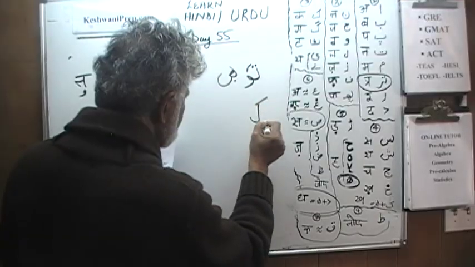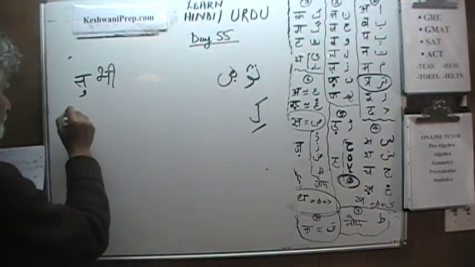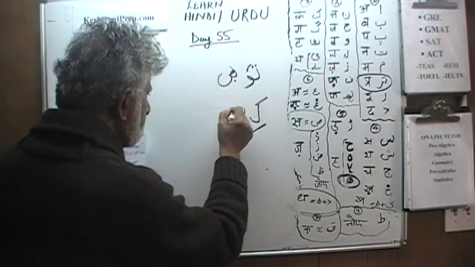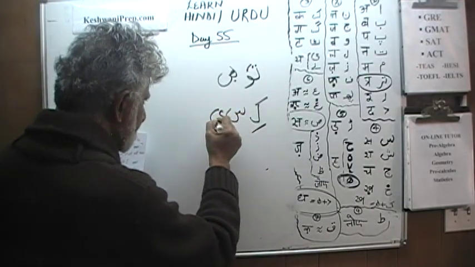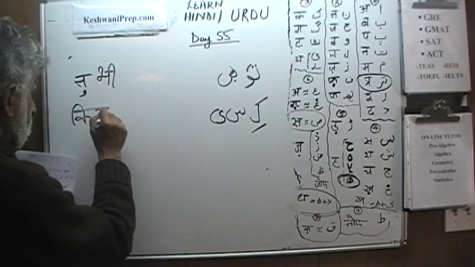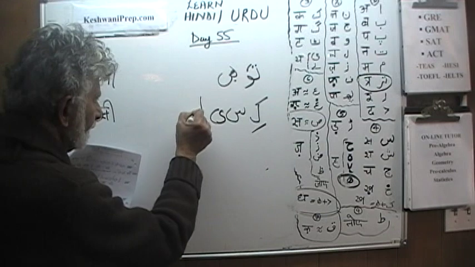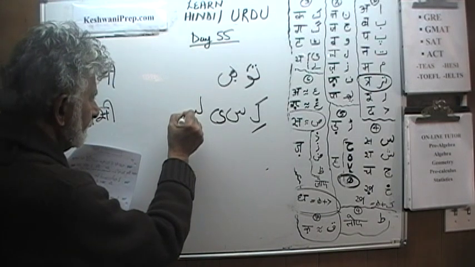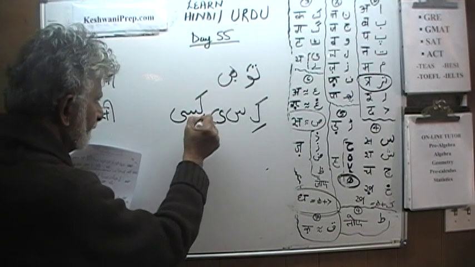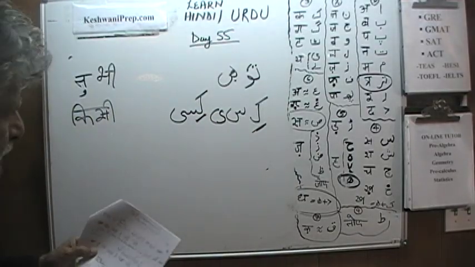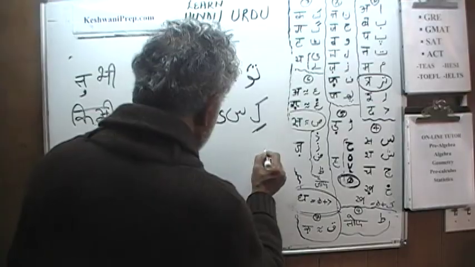Ka with choti ki matra, ki. And then we have sa with a badi ki matra. Choti ye gives us badi ki matra. Kisi. Let's put them together. Kaf, two loops for sa, and choti ye. Don't forget the zer. The zer gives us a choti ki matra. Tu bhi kisi se.